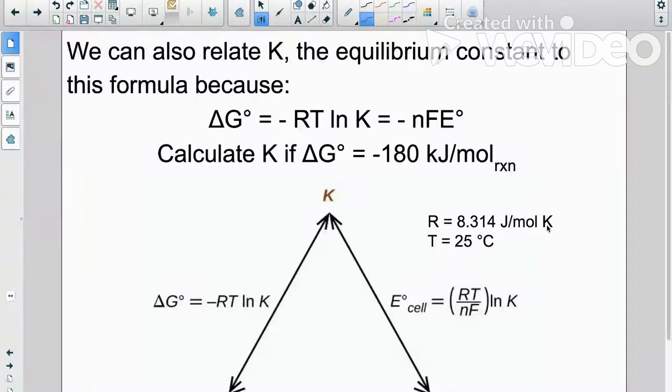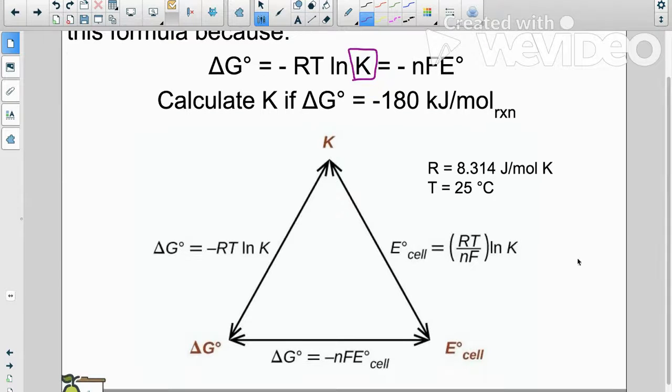So now it turns out that we can take the free energy and relate it to K, the equilibrium constant. And so we can see this relationship between all three of these quantities, K, delta G, and E cell, and they're related by these different formulas. On your equation sheet, you have this one. Okay, you also have this one.